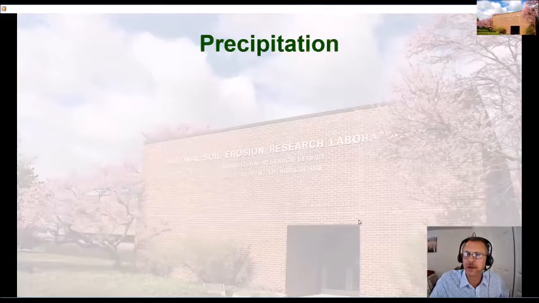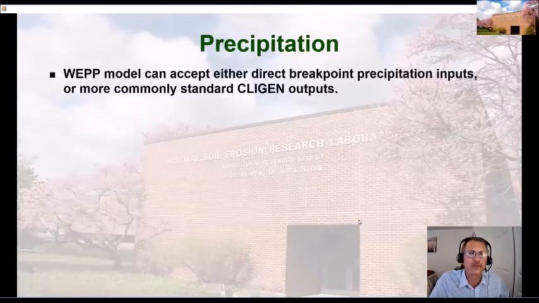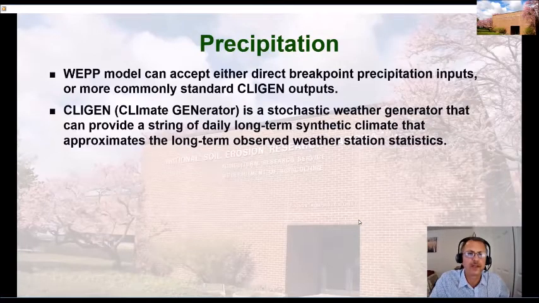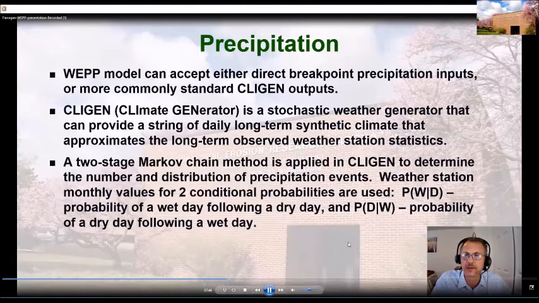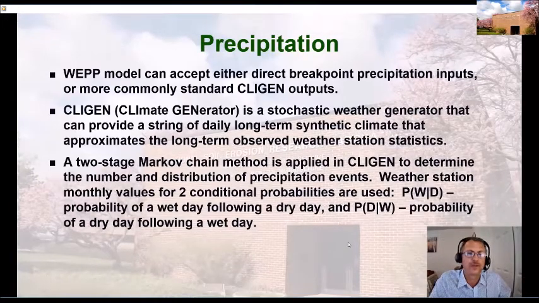Precipitation, let's talk a little bit about the processes themselves that the model simulates. WEPS can accept either direct breakpoint precipitation inputs, or more commonly it accepts standard CLIGEN outputs. CLIGEN stands for climate generator. It's a stochastic weather generator that can provide a string of daily long-term synthetic climate that approximates the long-term observed weather station statistics. It uses a two-stage Markov chain to determine the number and distribution of precipitation events.